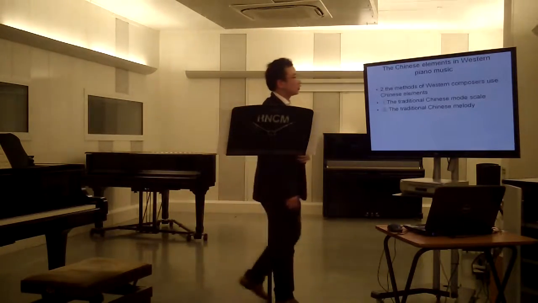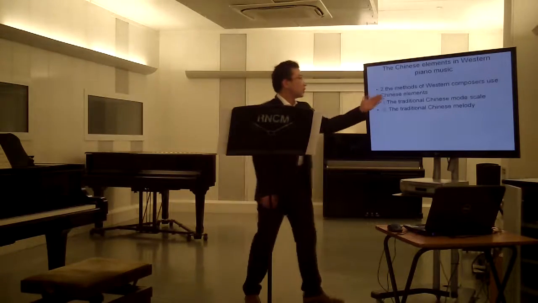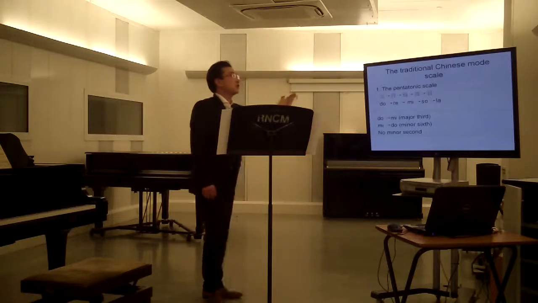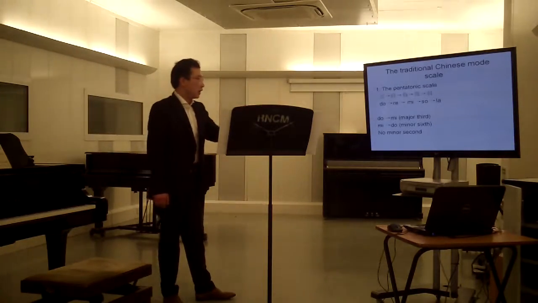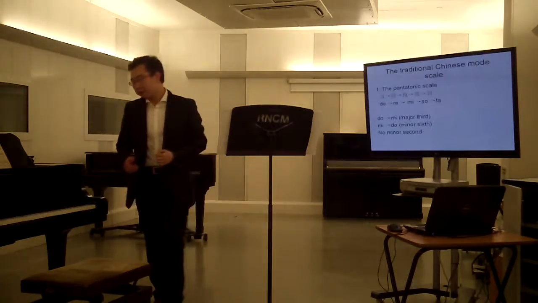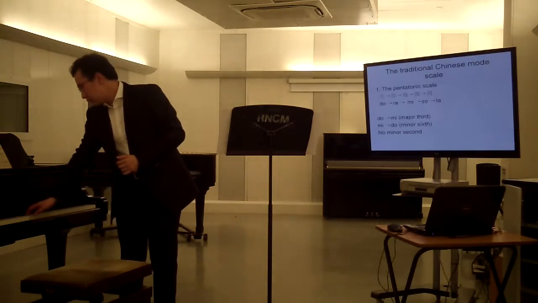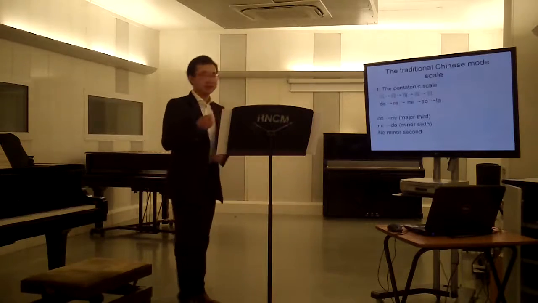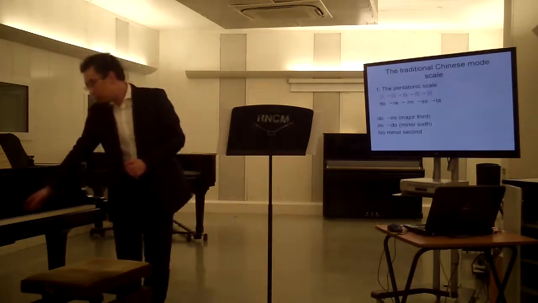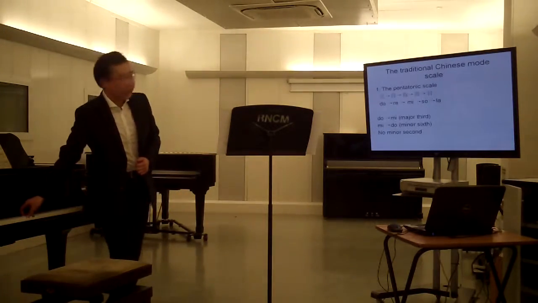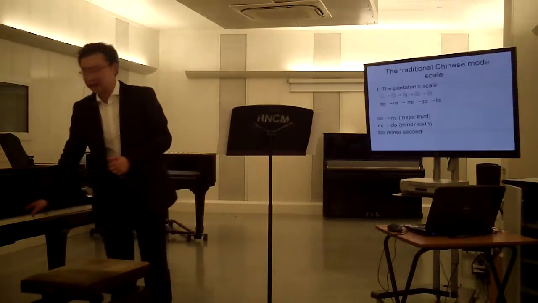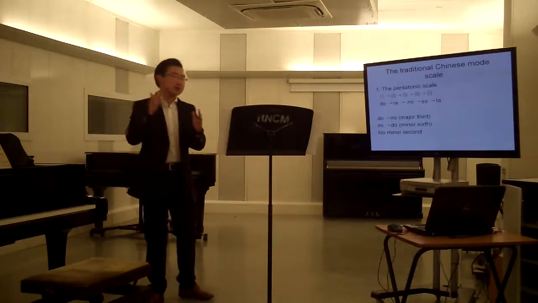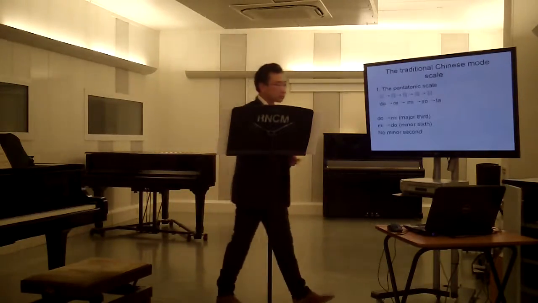First, let us introduce the traditional Chinese modal scale. The pentatonic scale is the Chinese traditional modal scale, and it is made of five notes: C, D, E, G, A. The character of this pentatonic scale is that C to E is a major third, E to C is a minor sixth, and there is no minor second in the pentatonic scale.